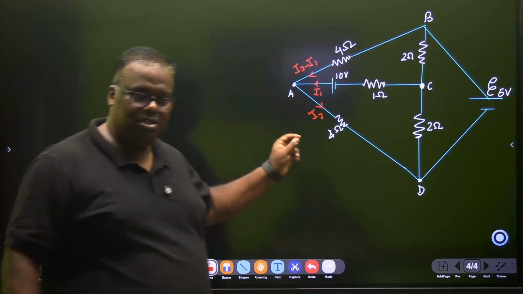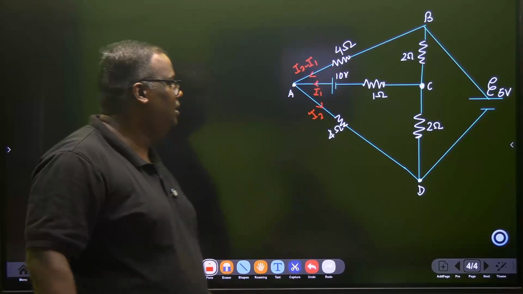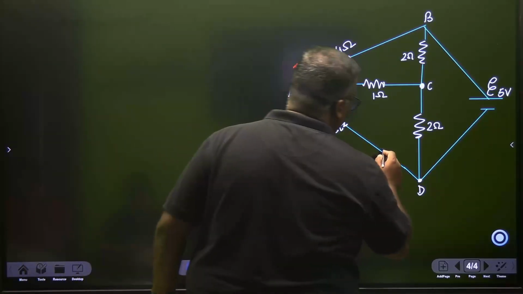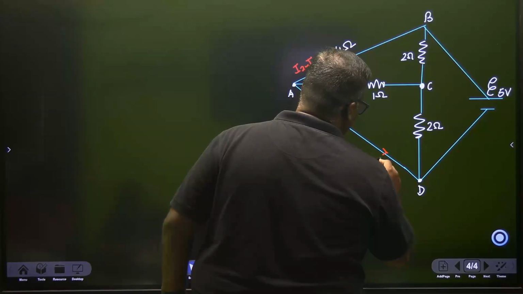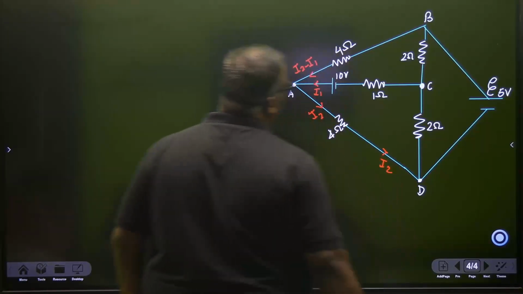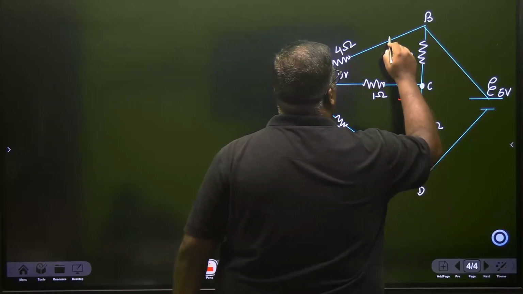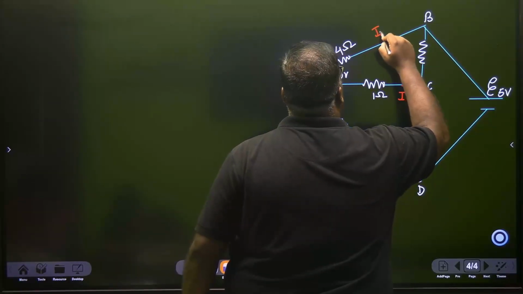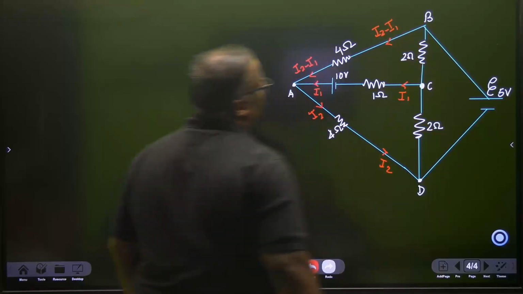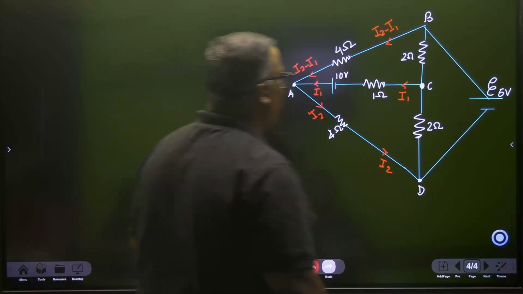Could you understand this? There's a junction rule that we have applied. Then how much current is coming here? Here, I2 current is coming. How much current is coming here? I1 current is. How much current is coming here? I2 minus I1 current is coming. Now how do you do the next one?